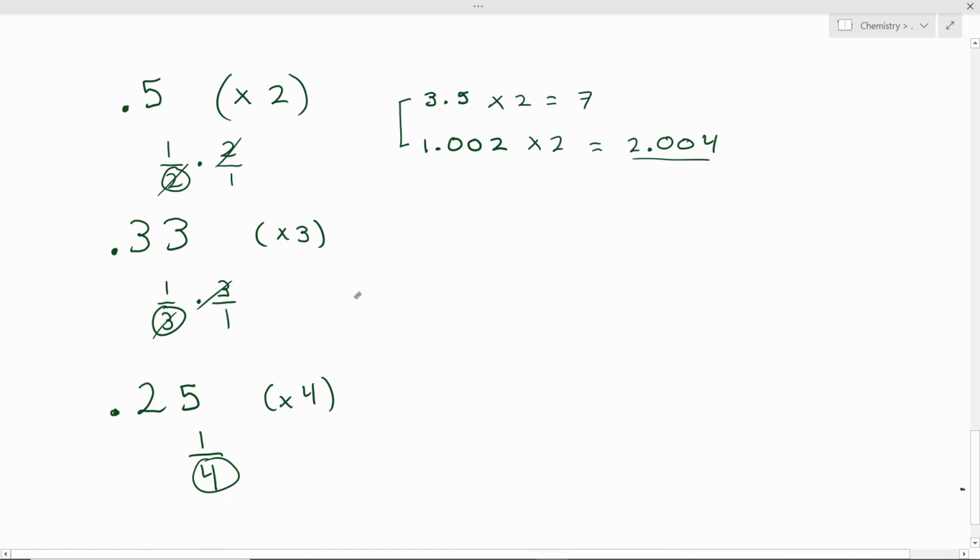Also, you may have noticed throughout the video that I wrote 4 numbers after the decimal point to improve my accuracy. So the more numbers you keep after the decimal point, the more accurate your answer will be. Personally, I think 4 numbers after the decimal point is good.